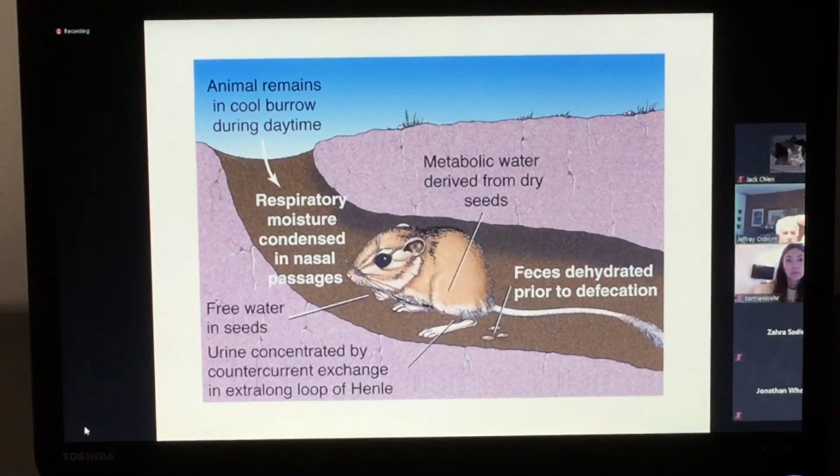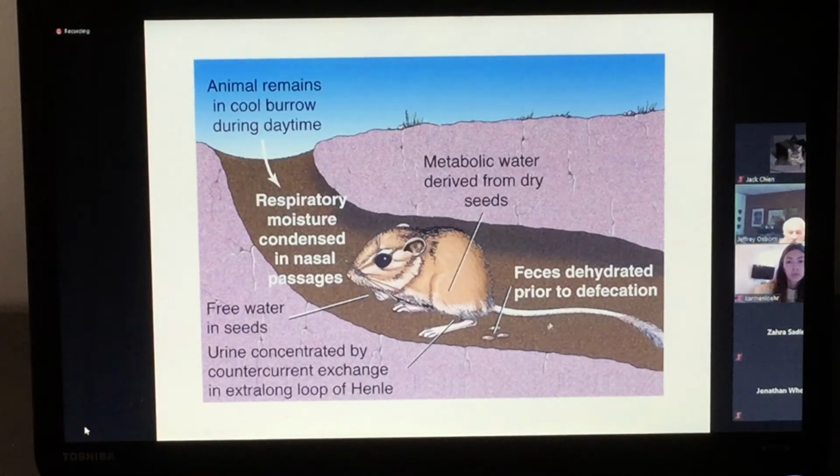And we have animals that live in the desert, such as the kangaroo rat or the desert rat. And these animals during the daytime have behavioral adaptations to live underground where it's cool. They eat seeds that have free water in them, and they can concentrate their urine to the point where they literally put out no water in their urine. They have dehydrated feces where they just put out little pellets that have virtually no water in them.